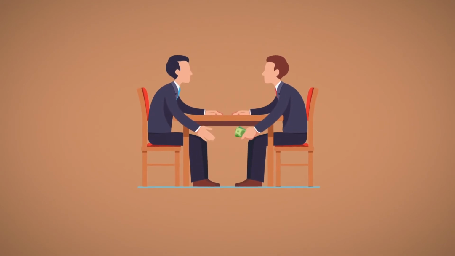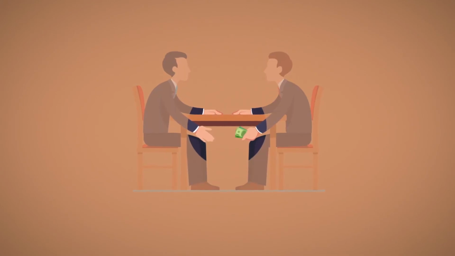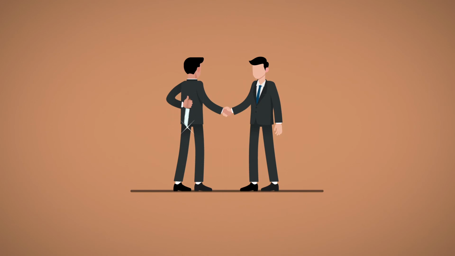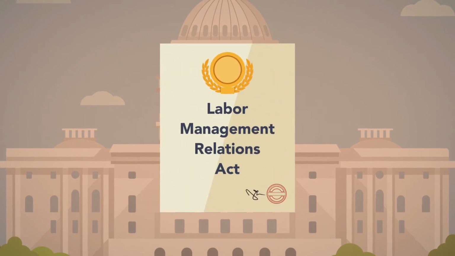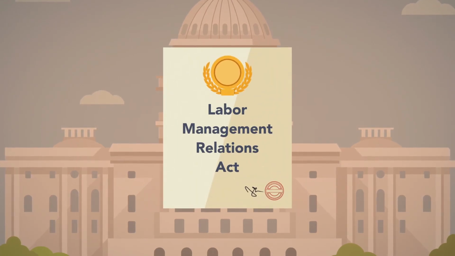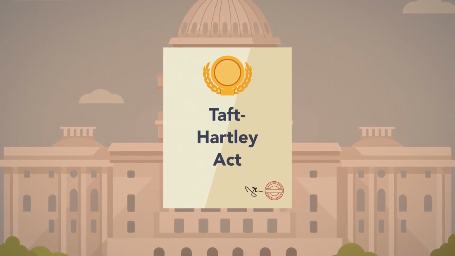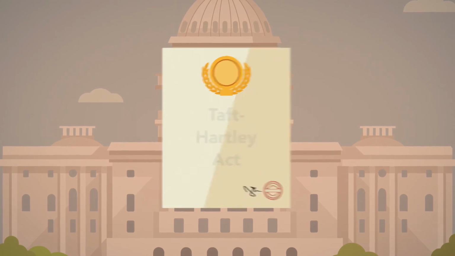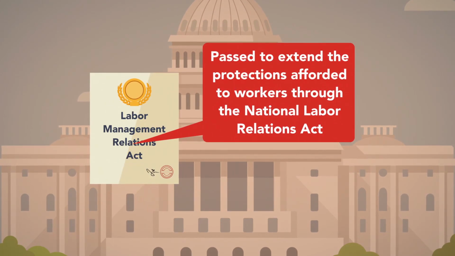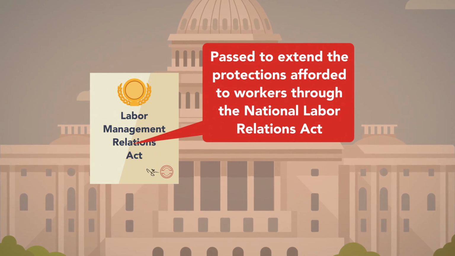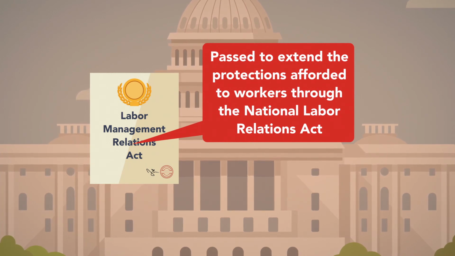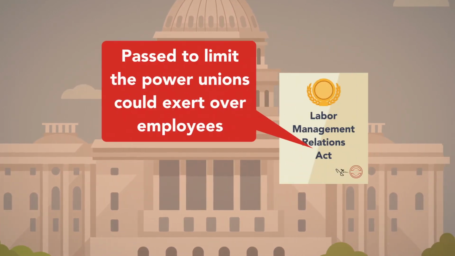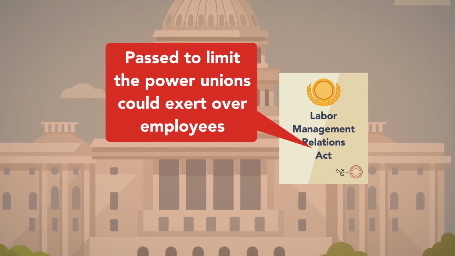American labor unions are very powerful and are far from incorruptible. Although they may have started off with the best of intentions, some labor organizations have turned on their members. Congress passed the Labor Management Relations Act, also known as the Taft-Hartley Act, in 1947 to curb these abuses. This law was passed to extend the protections afforded to workers through the National Labor Relations Act. The Labor Management Relations Act was passed to limit the power unions could exert over employees.